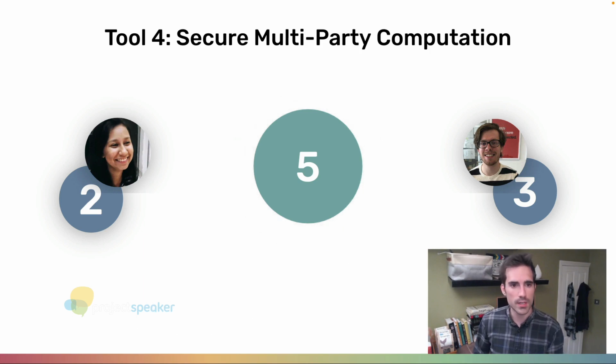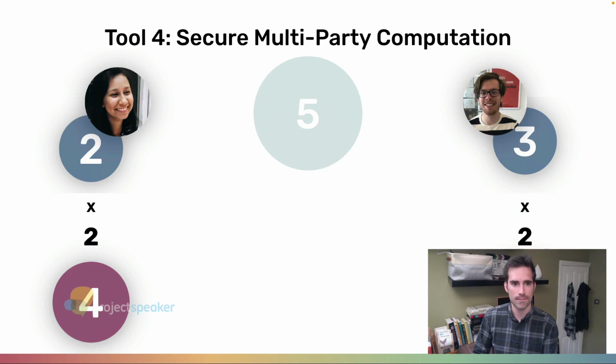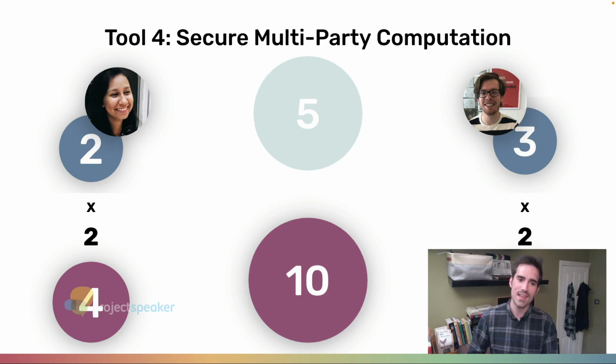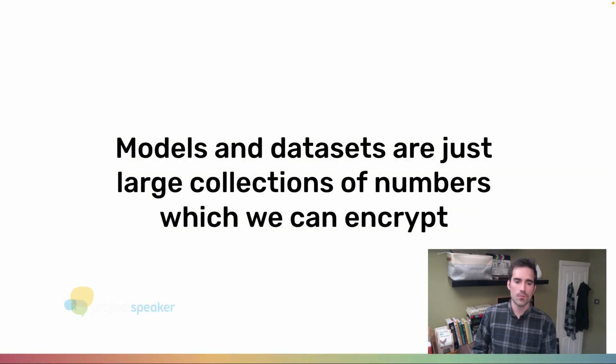But perhaps the most extraordinary aspect of secure multi-party computation is that while this number is encrypted between them, they can perform arithmetic. So let's say Marianne multiplies her share times 2, which equals a 4, and Bobby multiplies his share times 2, which equals a 6, and now our 2 and 3 have turned into a 4 and 6, which is an encrypted number 10. So even though neither Marianne nor Bobby know what number is encrypted between them, they're able to compute over it. Now, if we take a step back, remember that statistical models and data sets are just large collections of numbers, which we can individually encrypt.